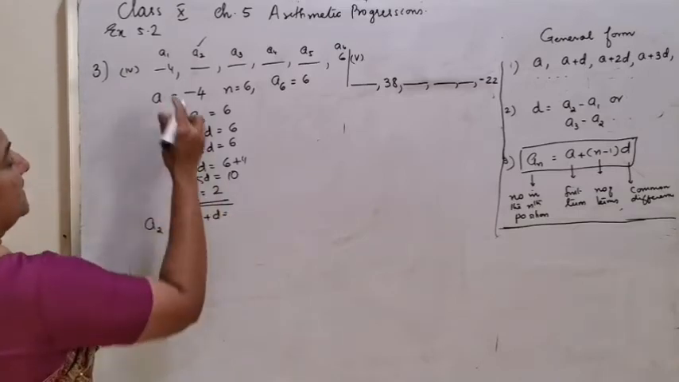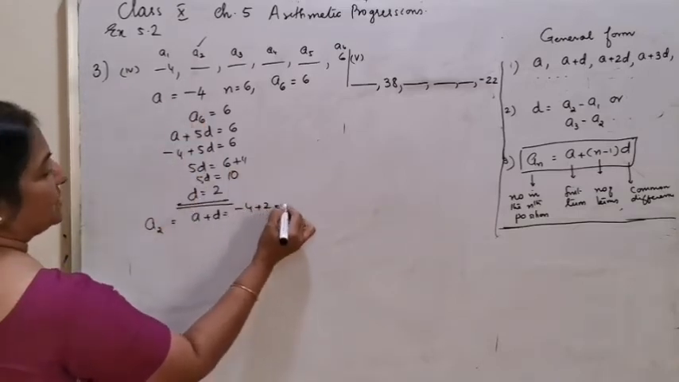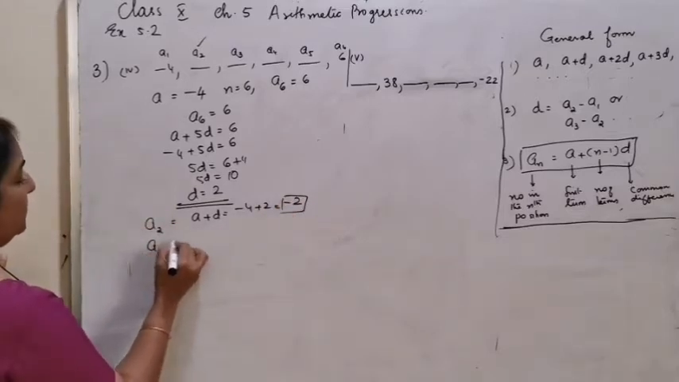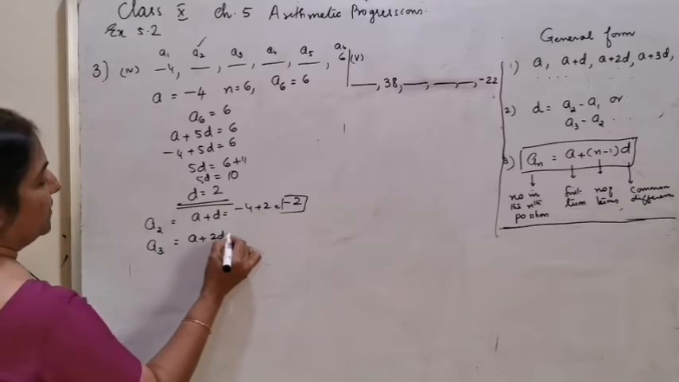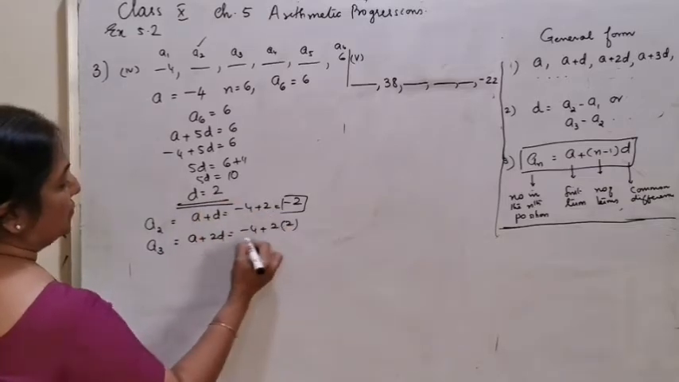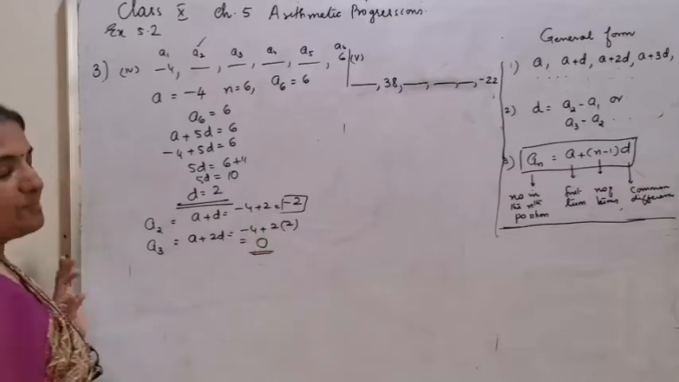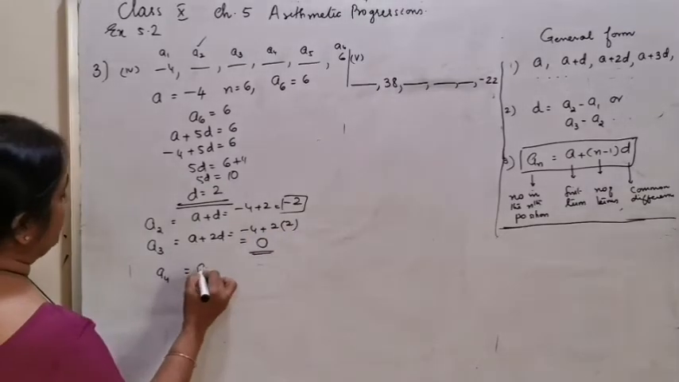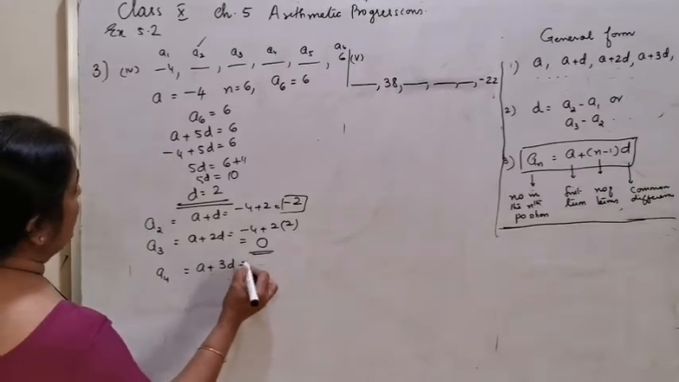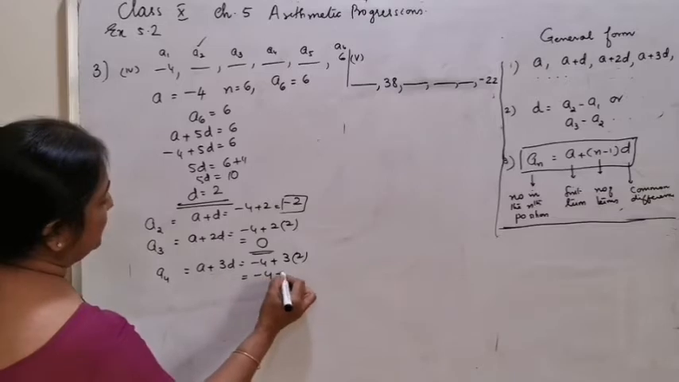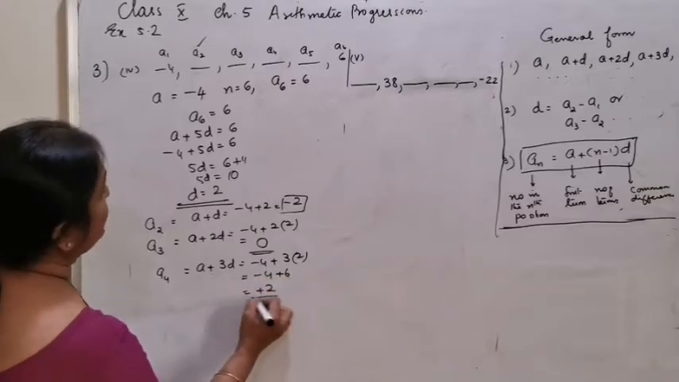A plus D is minus 4 plus 2, which is equal to minus 2. You have to get A3. What's the formula? A plus 2D, which is minus 4 plus 2 into 2, which is equal to 0, because minus 4 plus 4. Then A4 is equal to A plus 3D, which is equal to minus 4 plus 3 into 2. Minus 4 plus 6 is positive 2.